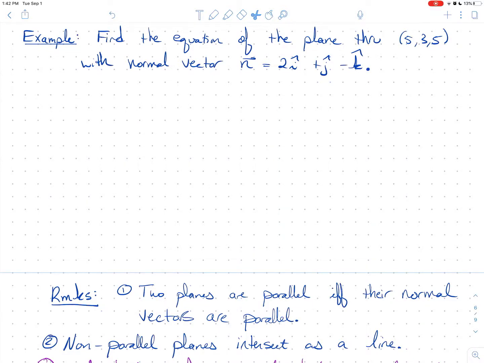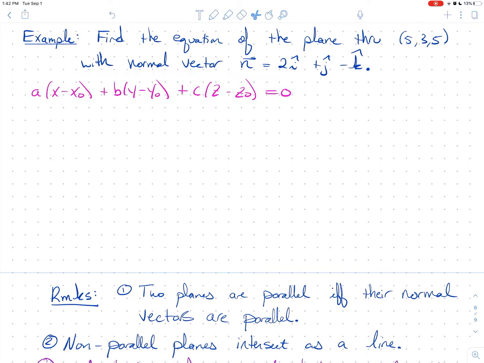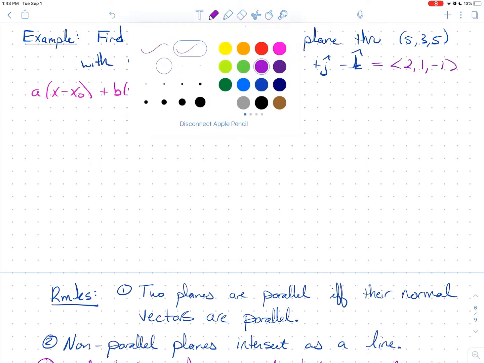All right, so let's do an example with our new fancy formula. I'll just paste the formula down. I'm going to make it bright pink so that you know that's just the formula we're going to use. At this point, it's just a matter of plug and chug. Maybe we could point out that the vector in here is equal to the vector 2, 1, minus 1. And so it really is just use the formula.